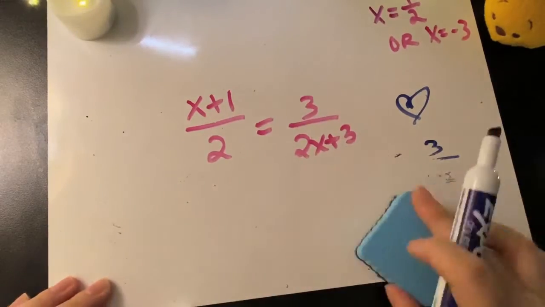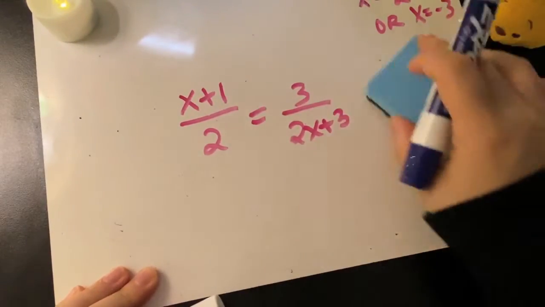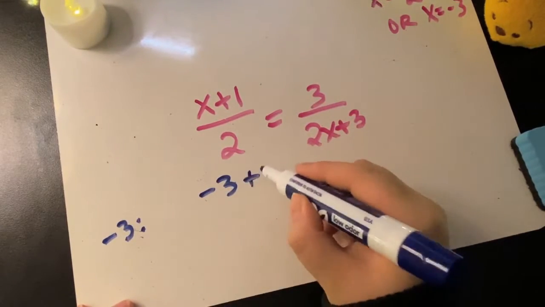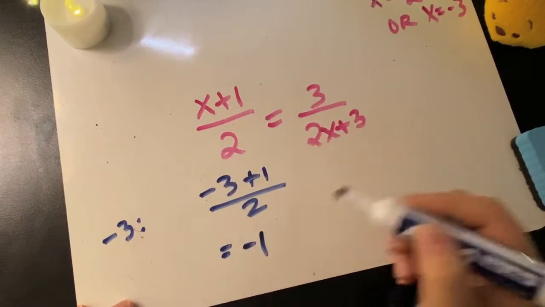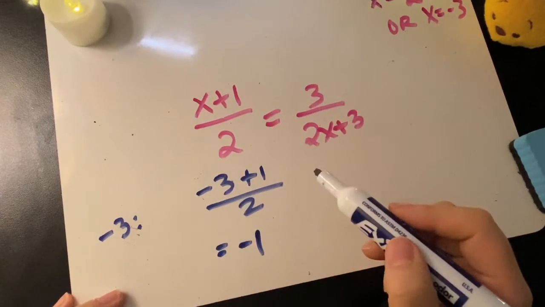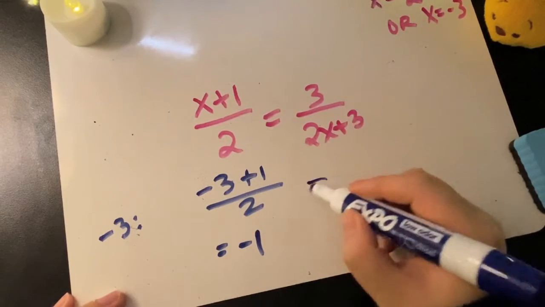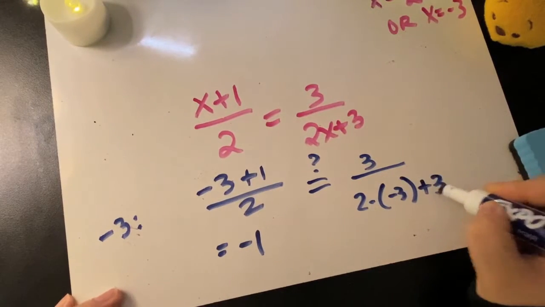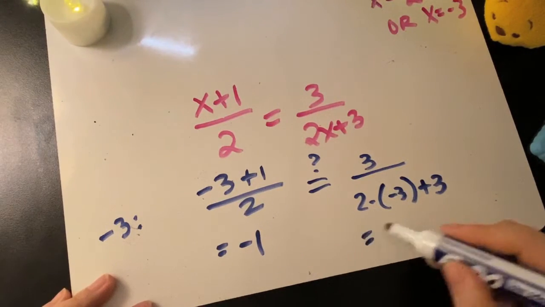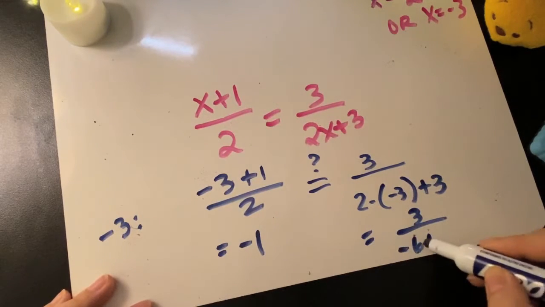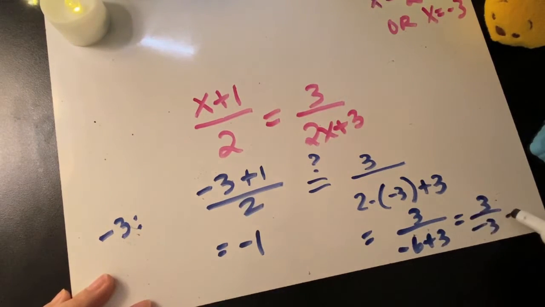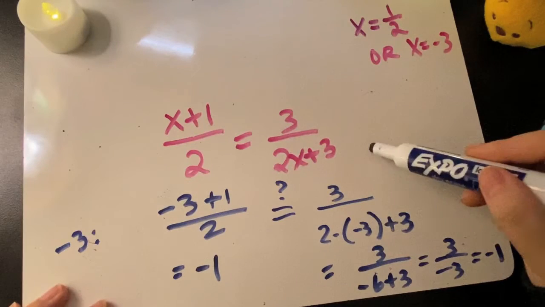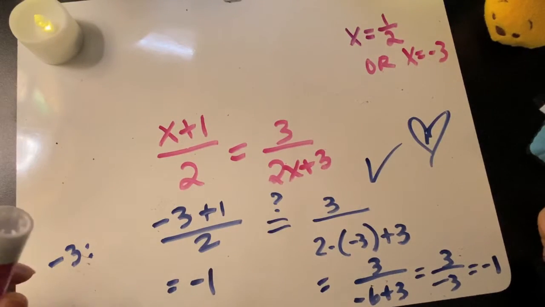And then I think -3 will be nicer to work out because there's no fraction. So let's check -3. -3 plus 1 over 2 is -1. Right, -3 plus 1 is -2, divided by 2 is -1. Does that equal 3 over 2 times -3 plus 3? And the answer is yes, because this is 3 over -6 plus 3, which is 3 over -3, which is -1. Positive divided by negative is negative, so we get -1 on both sides. So that's also good. So we are happy about that.